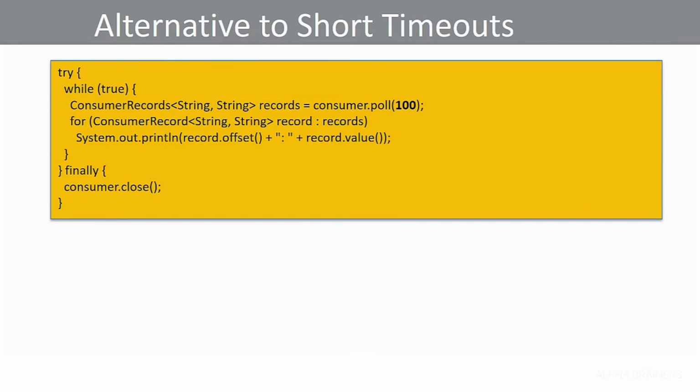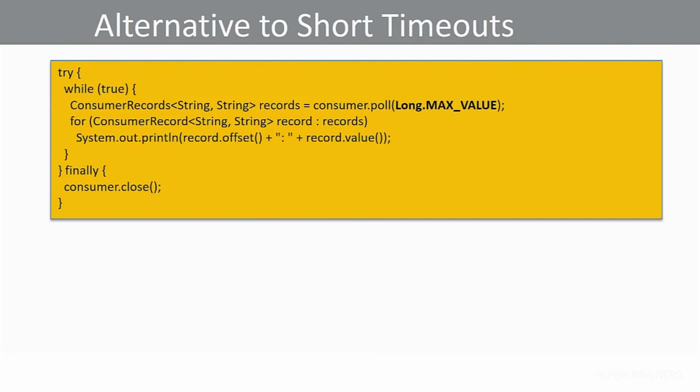Now, there is an alternative to using short timeouts. In some cases, it doesn't make sense to have a very short timeout. Remember, by the way, we have a very small heartbeat interval. It's normally 2 seconds, so having the timeout be 100 milliseconds makes sense. But instead of doing that, you may want to use Long.MAX_VALUE. In this case, it's going to wait until there are any messages to pull.